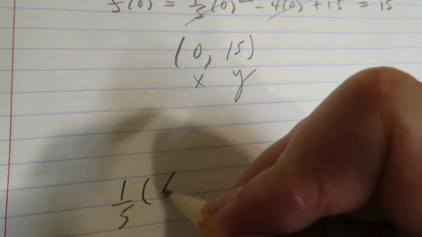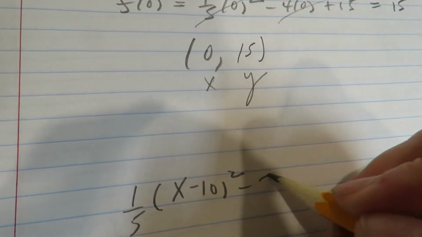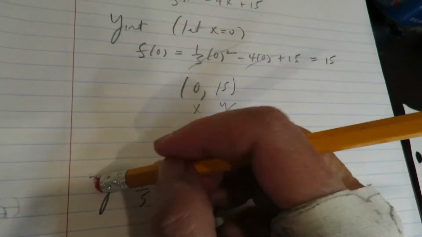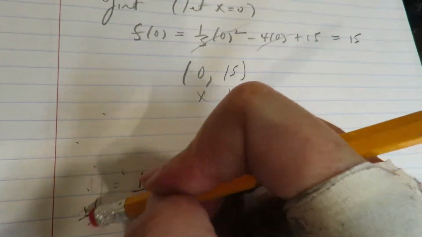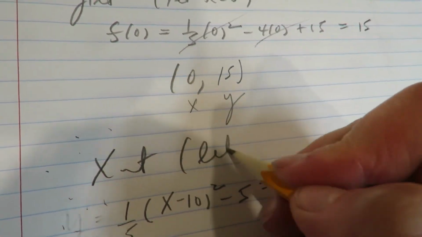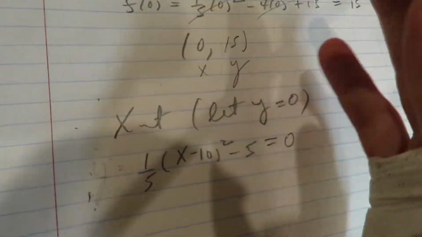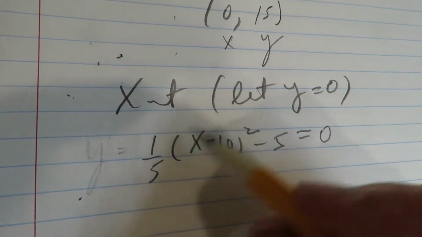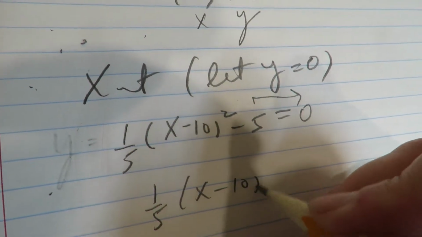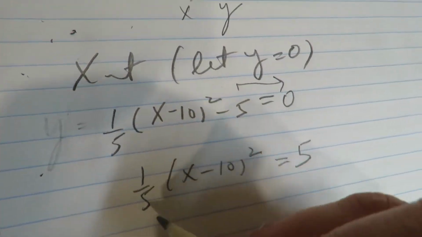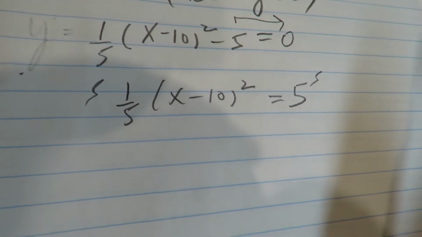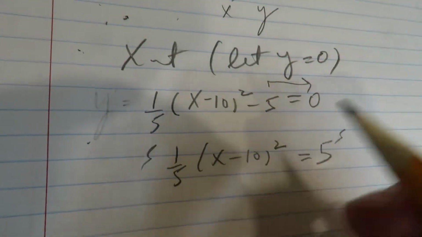Now, technically, most people probably won't do it this way because this is hard to find. Right, so this is y. This is what y equals. So when we do the x-intercept, we're going to set this equal to 0 because we're letting y equal 0. All right, now to solve this, you would first move the 5 over. Then you would get rid of the 1/5 by multiplying both sides by 5 or dividing both sides by 1/5, which gives you the same answer.